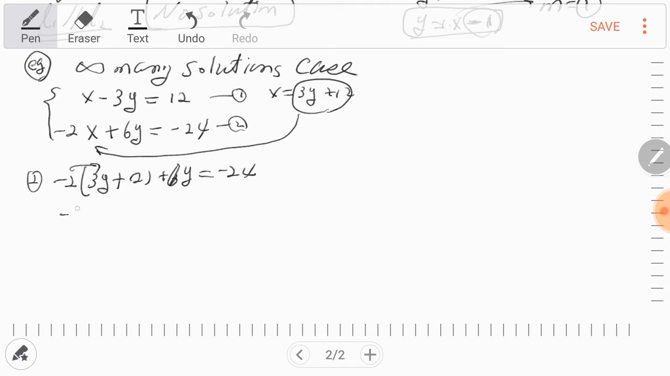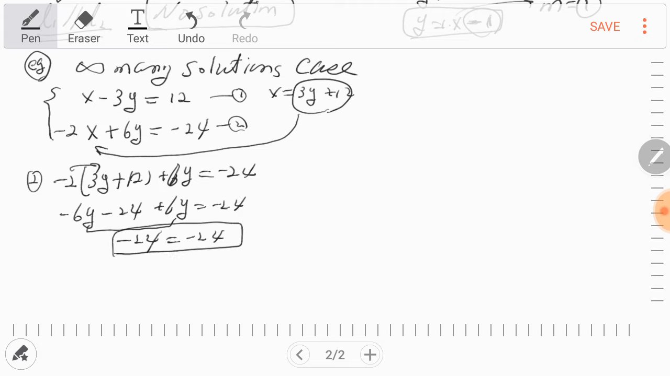So negative 6y minus, okay, this is 12. So minus 24 plus 6y is equal to negative 24. Combine the like terms, then this cancels out. Negative 24 is equal to negative 24. Okay, look at this equation. We finally have an equation which is, this is true.